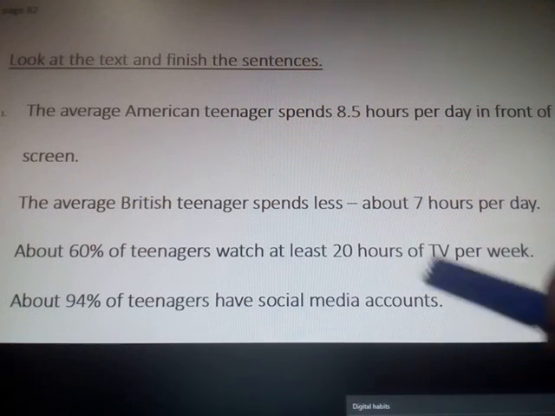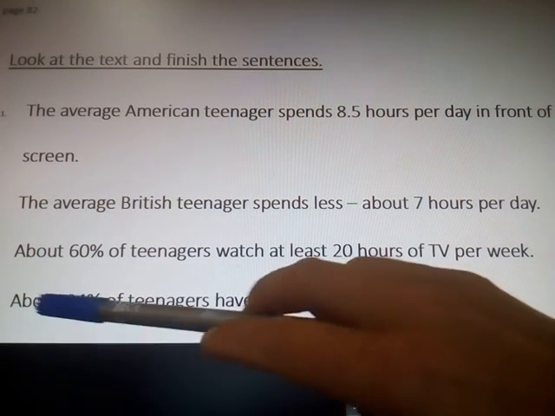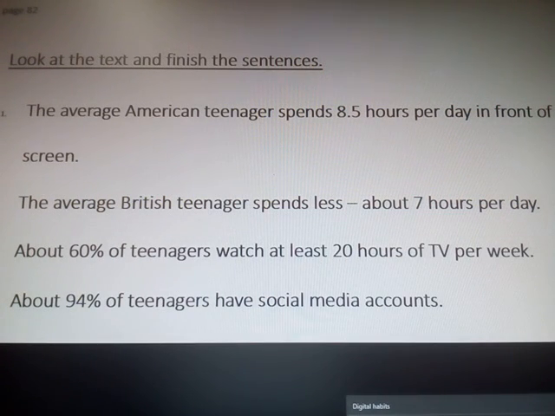So if you take 100 kids at your age, 94 of them have Instagram or Facebook or, I don't know, Snapchat, TikTok, something like that.